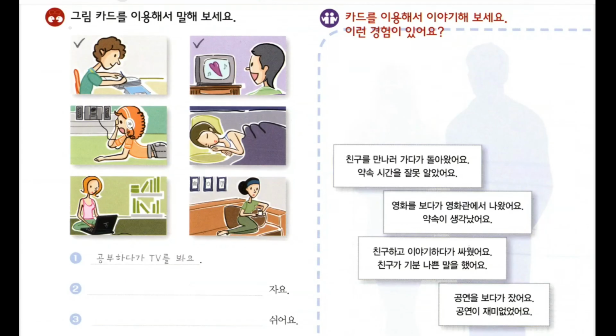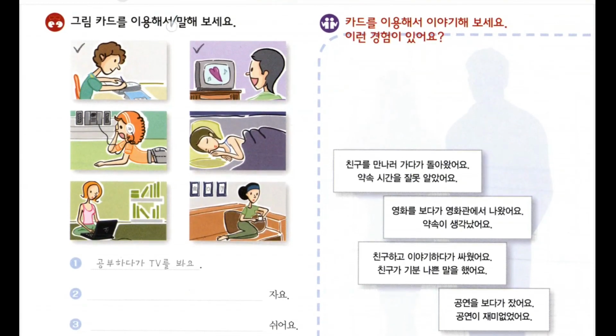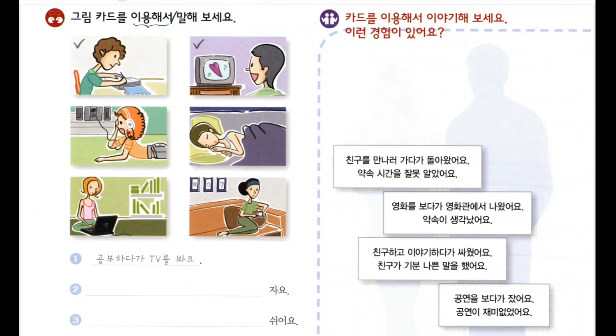자, 우리 연습 한번 해볼까요? 그림 카드를 이용해서 말해보세요. Please try speaking by using the picture card. 자, 우리 두 개, 1번, 2번. Let's connect these two. 자, 공부하다가 TV를 봐요. What does it mean? I was studying and then suddenly I changed my behavior and watch TV. 우리 이렇게 이렇게 연결해 볼까요? You were listening to music and then suddenly you fall asleep. 어떻게 말해요? 음악을 듣다가 자요. You just get rid of 다 and put 다가 there. And this emphasizes that sudden transition of your behavior.